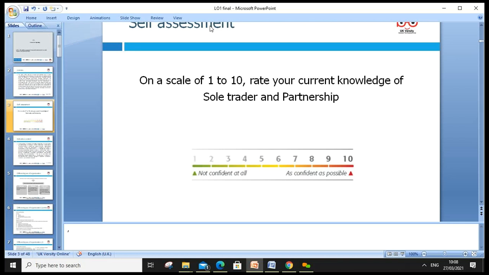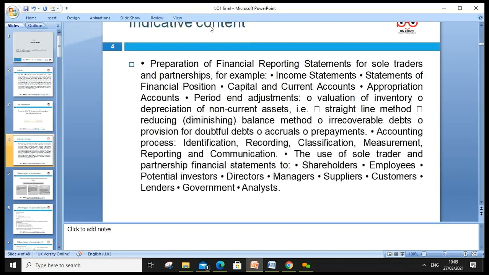To be honest, I know how to make financial statements for a sole trader and partnership as well, but in partnership I'm a little bit confused about the partner's capital account and current account. Sometimes I'm confused. No problem, we'll go through those. And what do you think? You are at 6, 7, 8? Yeah, 8. Okay, no problem, that's fine. It's always good to reflect on what we know and what we don't know. Reflective practice is really good.